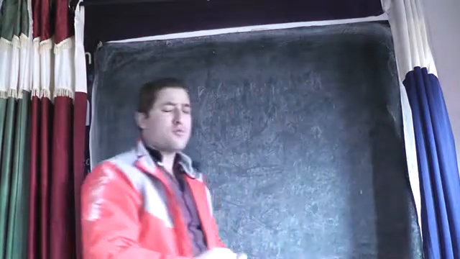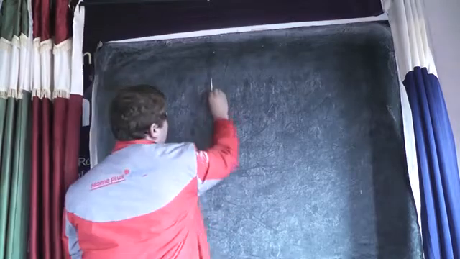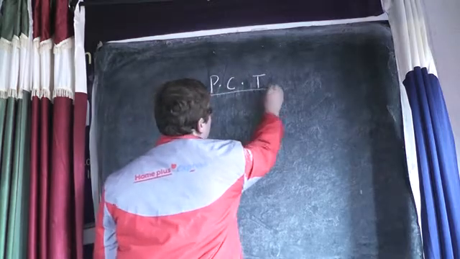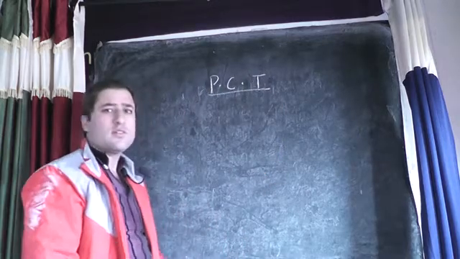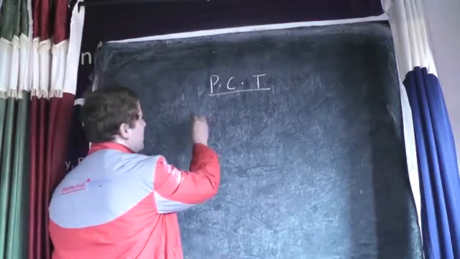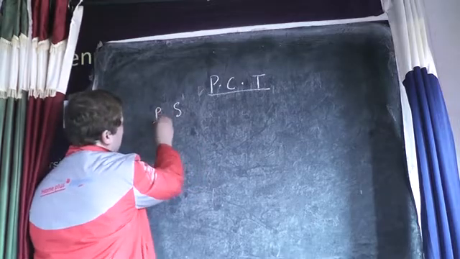Let me see the formula first. We'll devise the formula here. I write here present, C for continuous and T for tense. Present continuous tense. First we'll see the formula. This is for the positive sentence first, that is P for positive.